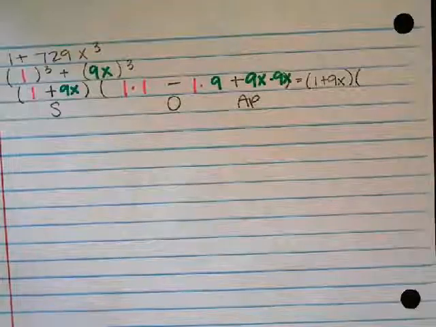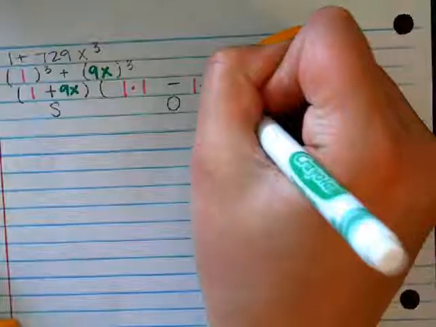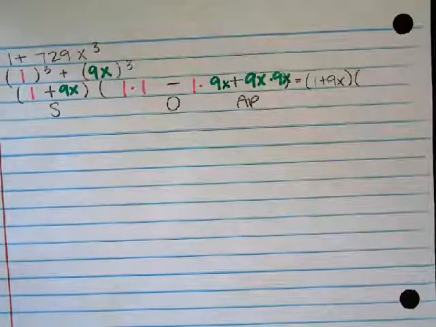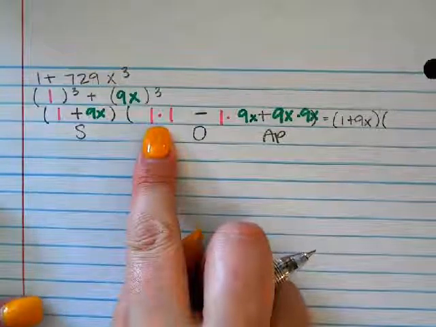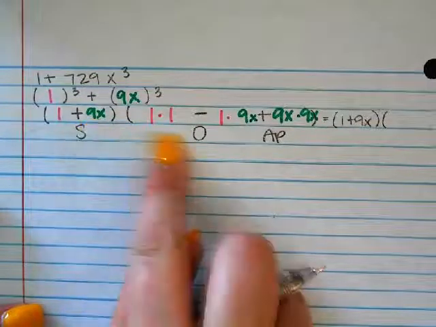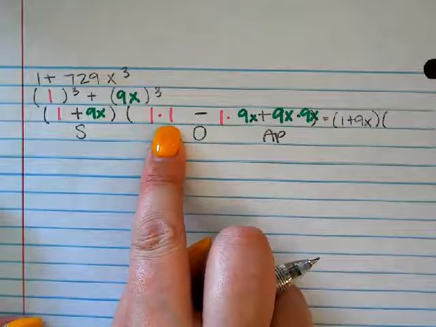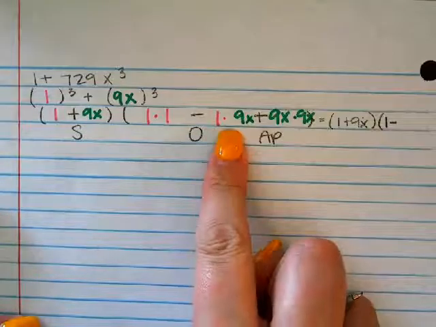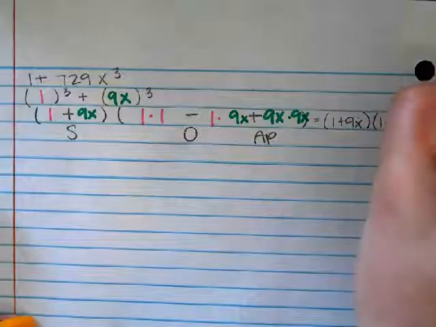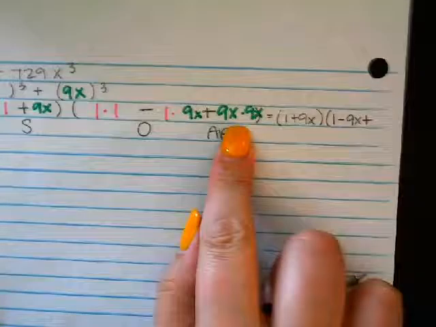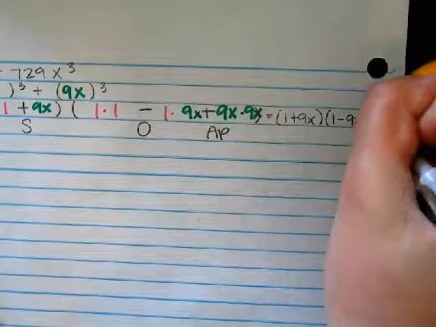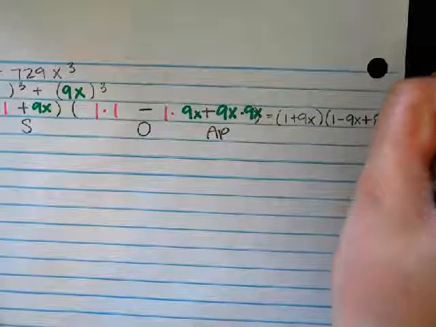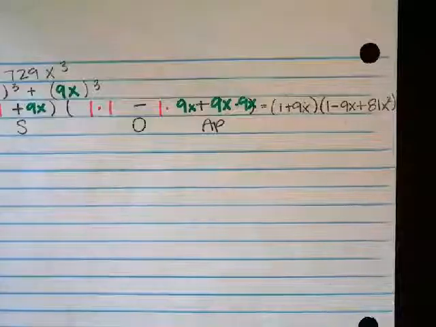All right, 1 plus 9x, there's my first one. And then what do I have? 1 minus, okay, plus 81x squared. Okay. That's fun. I thought it was great fun. That's it.